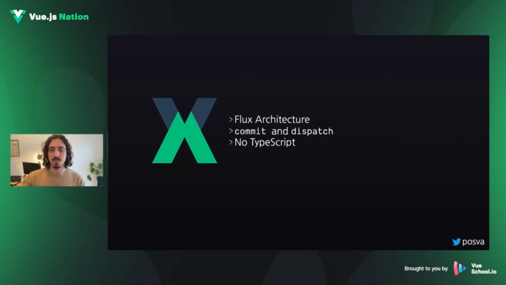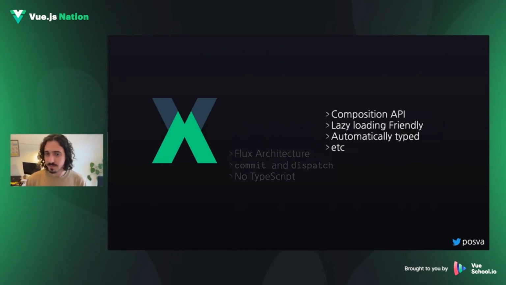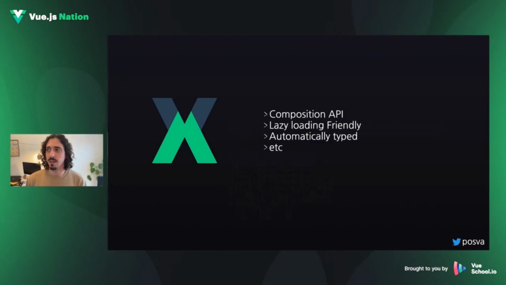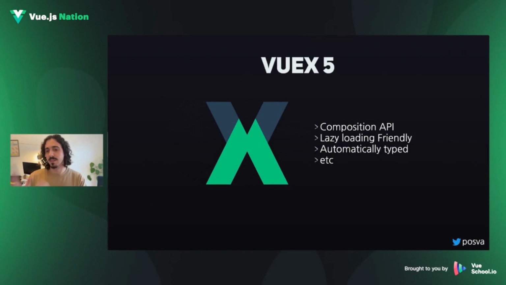as we advanced into Vue 3, other things came around, like the Composition API. We also thought of other ways to arrange things for that Composition API, and other ways of arranging things for TypeScript to work well as well. So we have things like lazy loading that could come into place, and automatically type things, which was definitely not the case for Vuex. So we decided to move into Vuex 5 with these things in mind, okay?